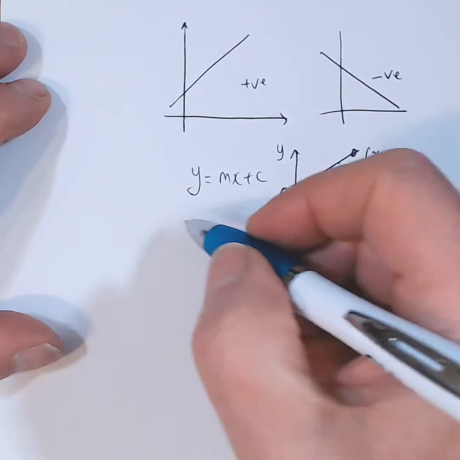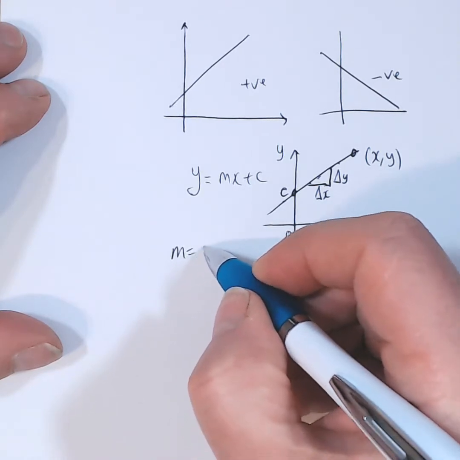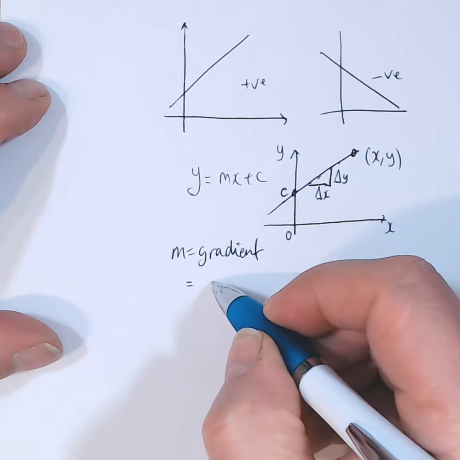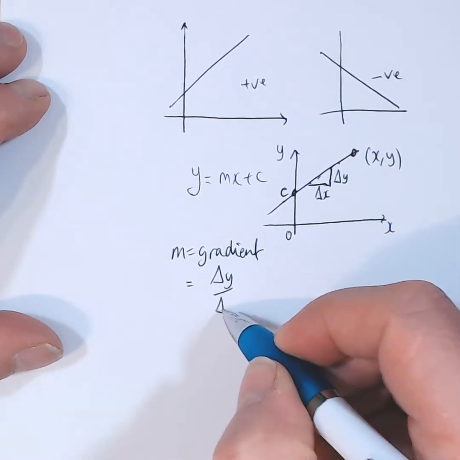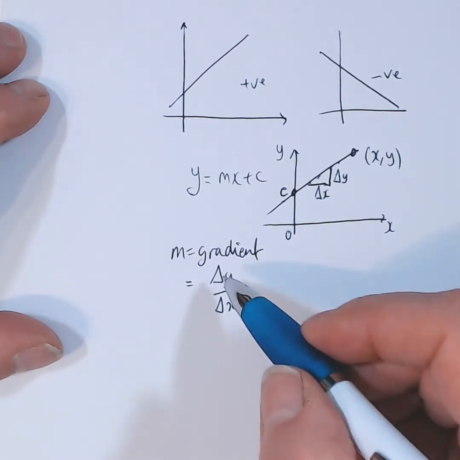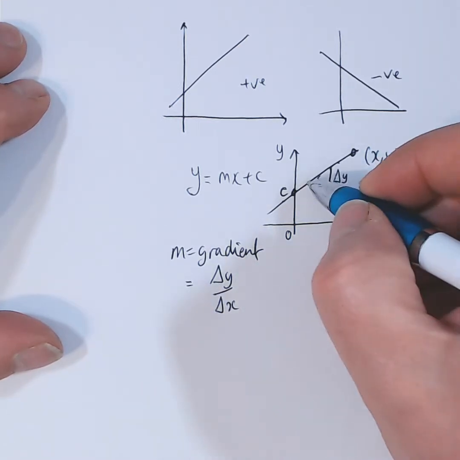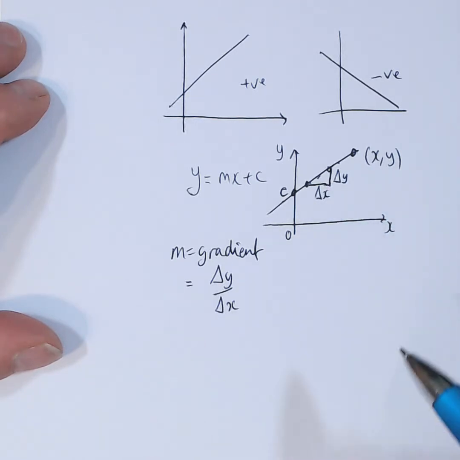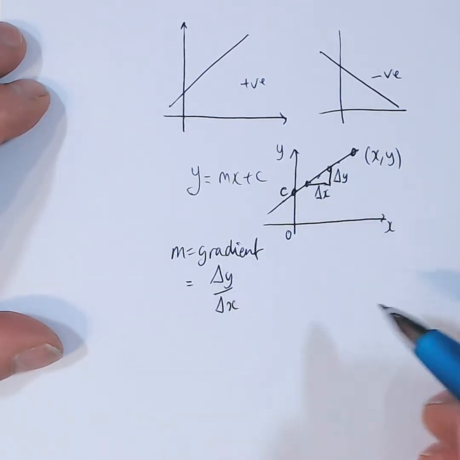So we have a formula for the gradient. So m is the gradient and it equals the change in the y values divided by the change in the x values. Now the triangle is just a mathematical way of saying change, so it's the difference in the y values. So basically we'll have chosen two coordinates on the line, and then we'll do the difference in the y coordinates and the difference in the x coordinates, divide those two and you get the gradient.